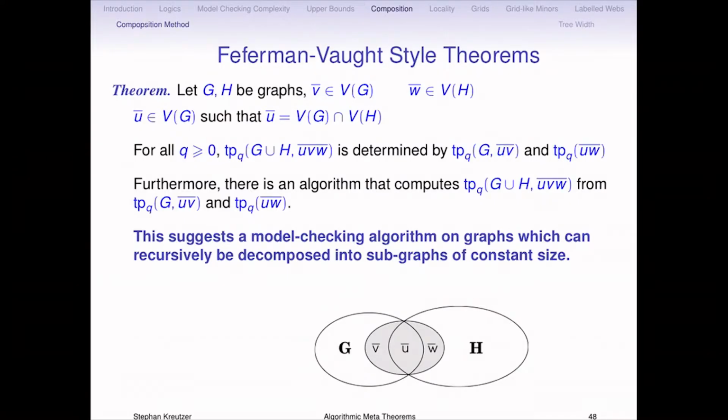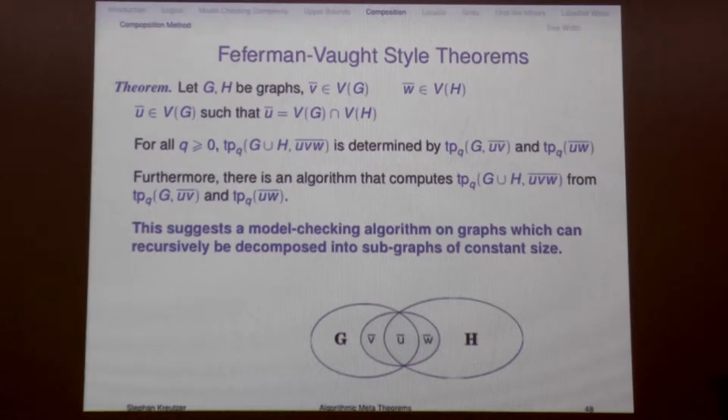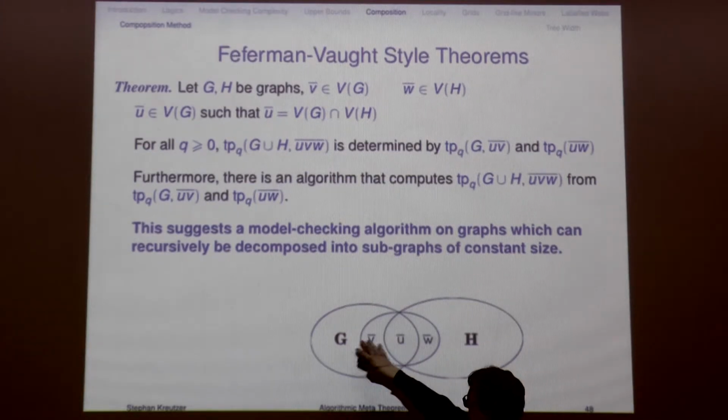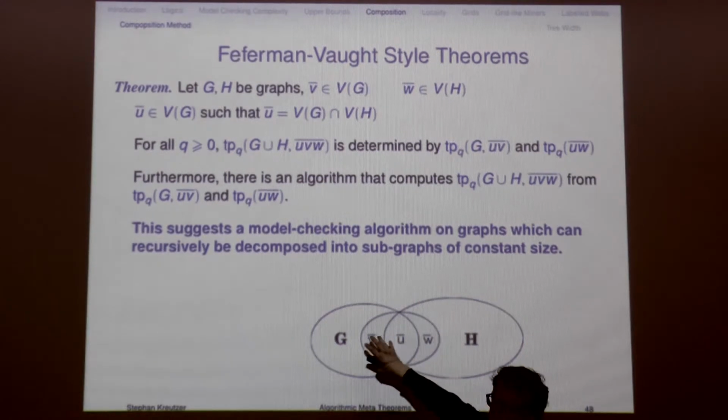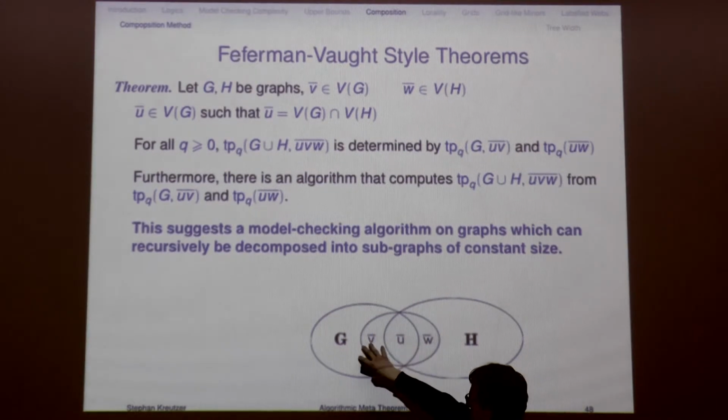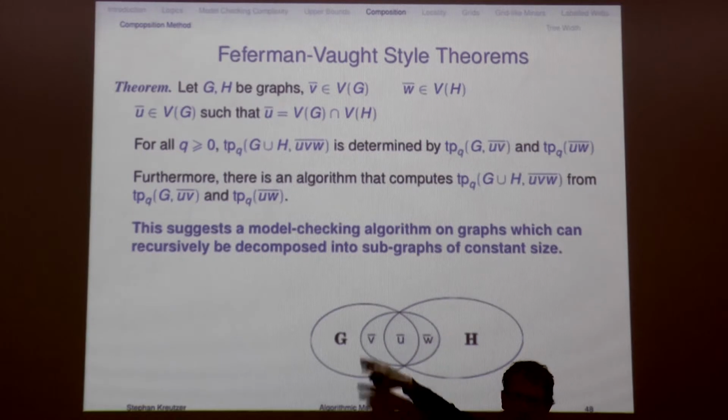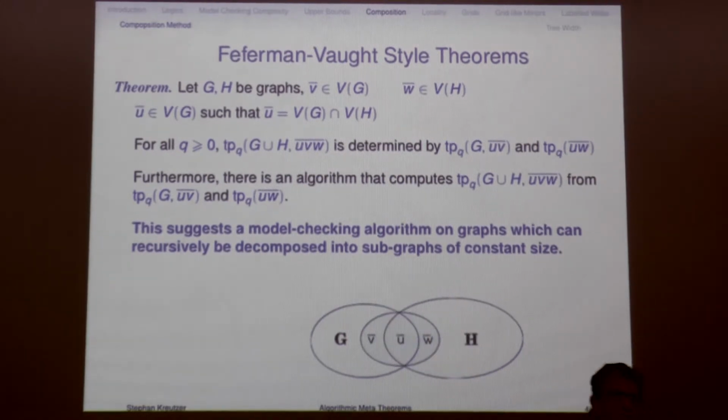But if you look at this theorem, it does actually suggest a model checking algorithm on graphs which can be recursively decomposed into subgraphs of constant size. We start this decomposition procedure, we take the big graph, we decompose it into two parts. We recursively compute the types of the intersection elements on the left-hand side and on the right-hand side, and then just use this procedure here to combine them to get the full type.